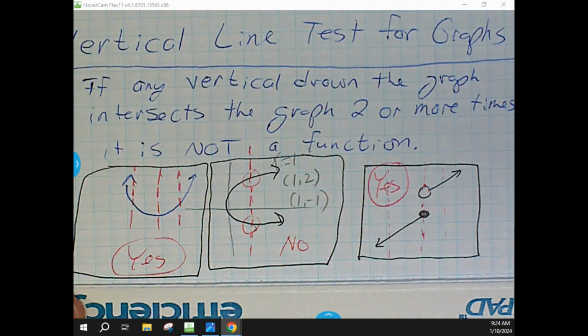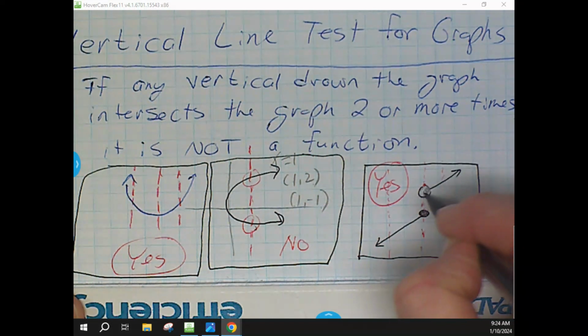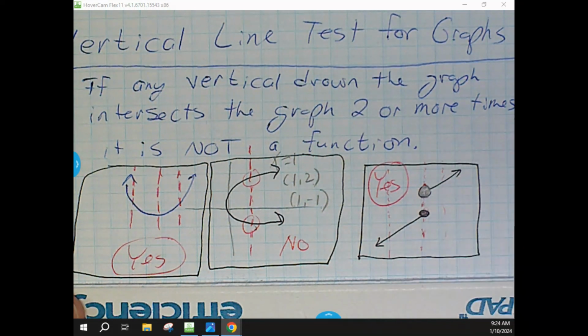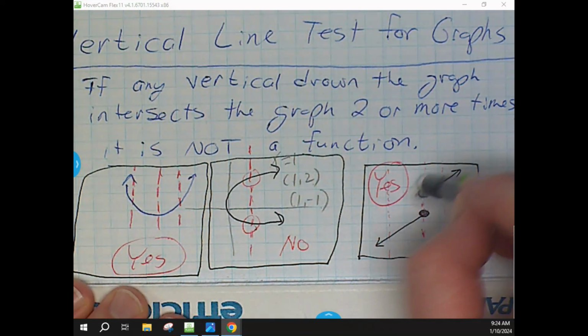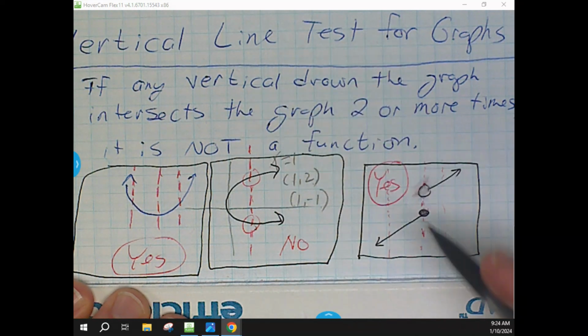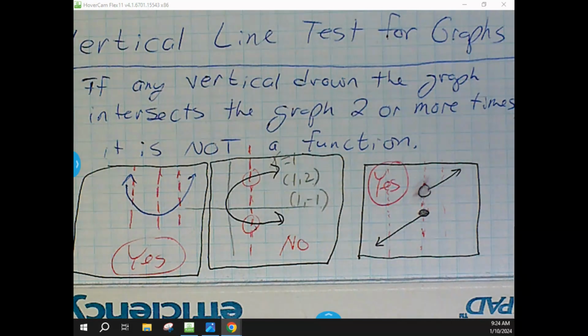For this to be a no, that'd have to be solid. So if that was solid like that, then it would not be a function graph, because then those 2 points are included. But if that point is open and that point's closed, then again, you're only using this point, you're not using that point, so then you're okay.